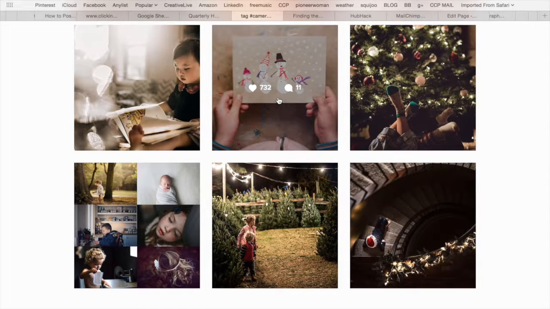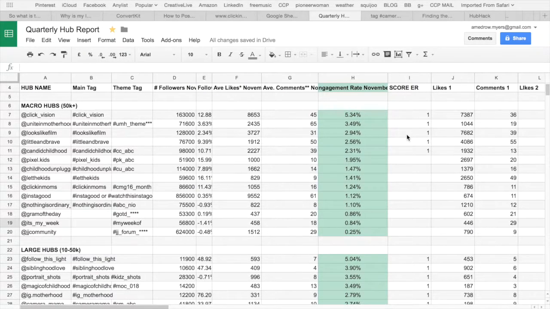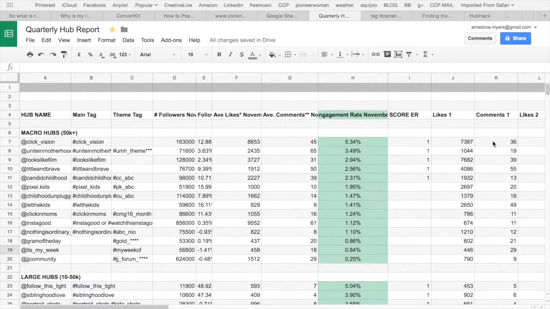Picture number 2, likes and comments, 3, 4, 5, and 6. I'm going to only use those 6 images, and this is going to give me an average, which is what I used in my spreadsheet back here. So that's where these numbers are coming from. This is what's going to give me my average engagement and my engagement rate. So that's what I'm using.